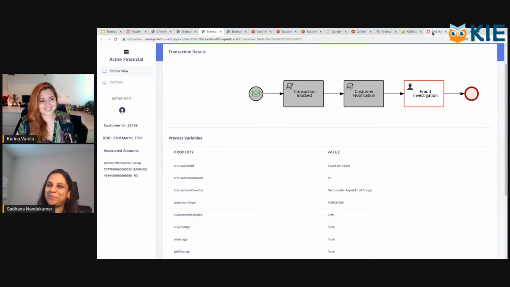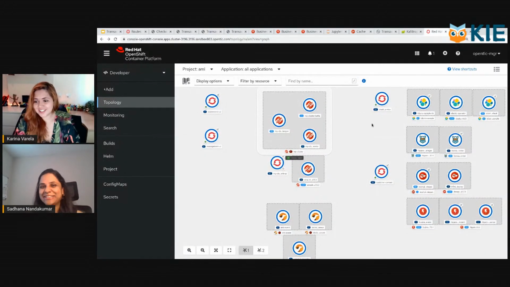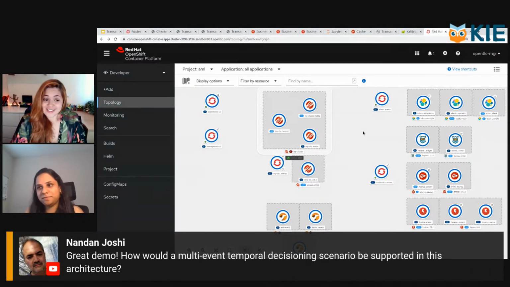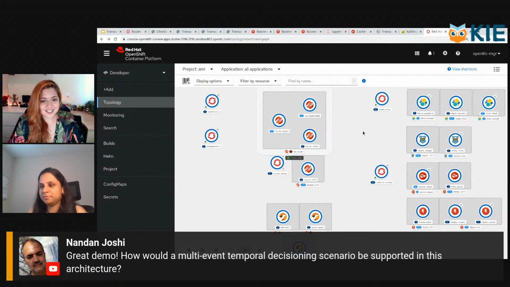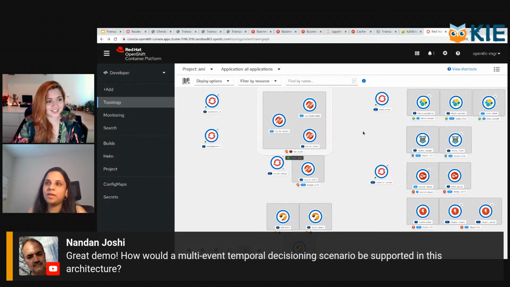Perfect. Everybody is loving this demo. So another question. Great demo, by the way. How would a multi-event temporal decisioning scenario be supported in this architecture?